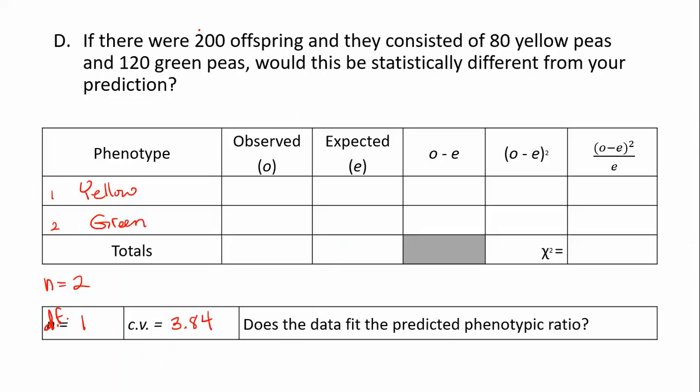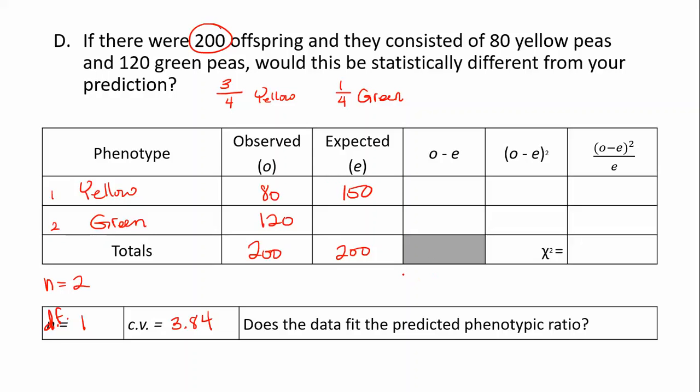All right, we have 200 total offspring. Okay, we have 80 with yellow peas, and we have 120 with green peas. Now we need to figure out our expected. If you remember from part B, we expect 3/4 to be yellow and 1/4 to be green. So for that, we would take our total number of offspring and multiply it by 3/4. 200 times 3/4 is going to be 150.